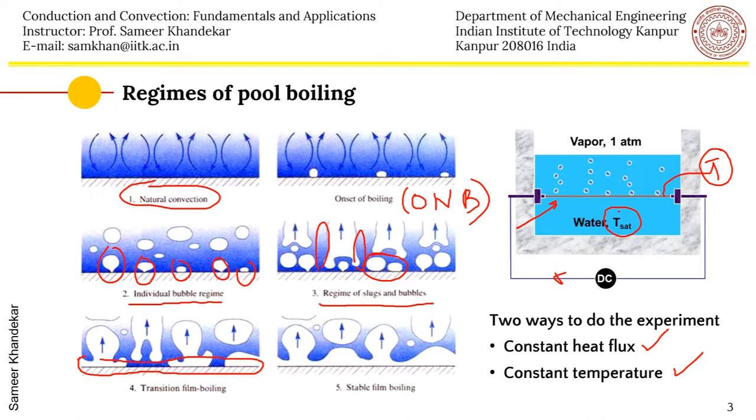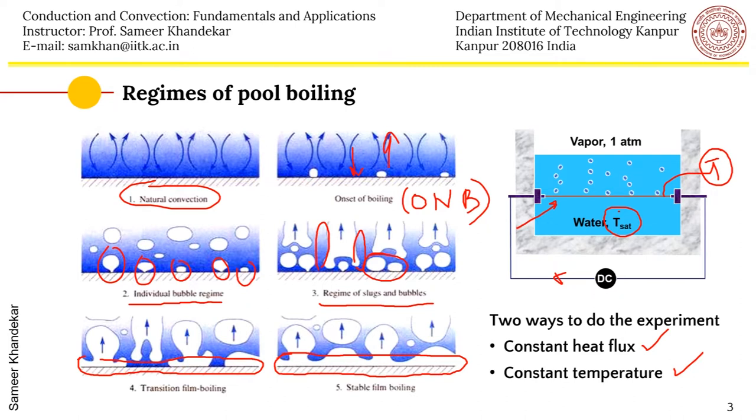So even a small amount of vapor generated near the wire, if all the nucleation sites become active, you will see a blanket of vapor film formed close to the wire. And this is the transition, in a sense that initially the liquid was in touch with the wire, so the higher density fluid was at the bottom and vapor bubbles were rising. So this was happening in the individual bubble regime, for example here.